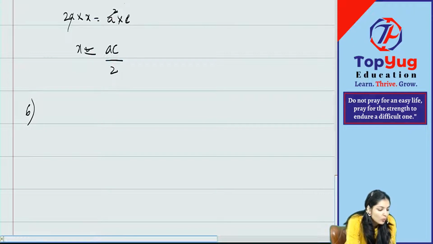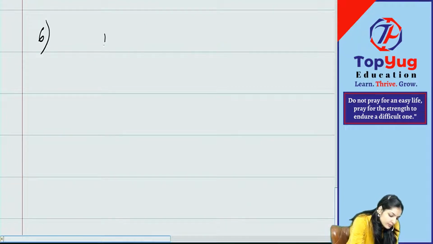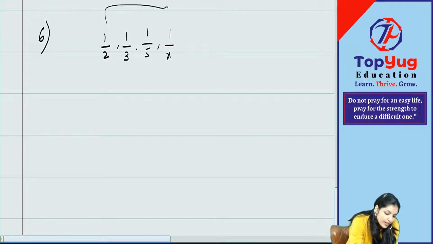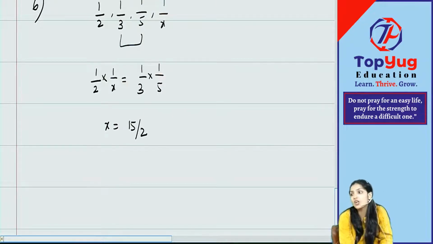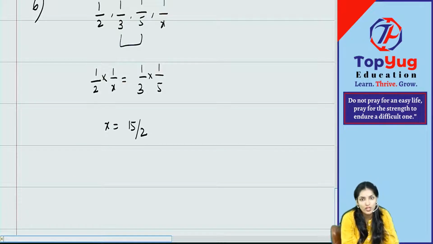Now sixth one. 1 by 2, comma 1 by 3, comma 1 by 5 and 1 by x are in proportional. Then x is. So guys, will you try doing it? 15 by 2. Product of extremes is equal to product of means. 1 by 2 into 1 by x is equal to 1 by 3 into 1 by 5. They are just asking us x. So obviously the answer is 15 by 2. Simplification. If anyone is not knowing simplification, please let me know. I can help you with that.